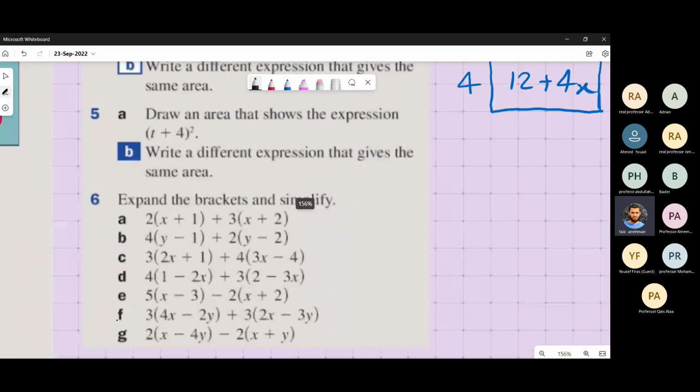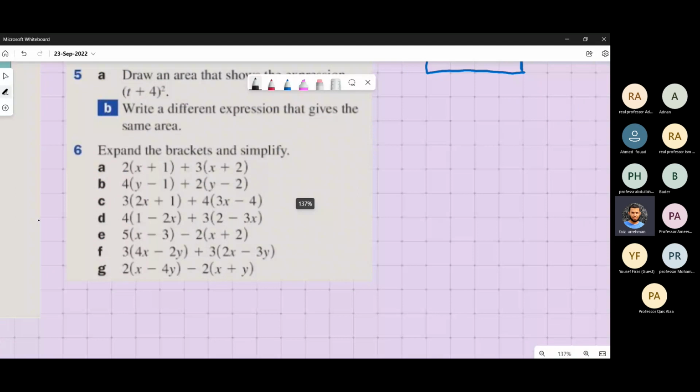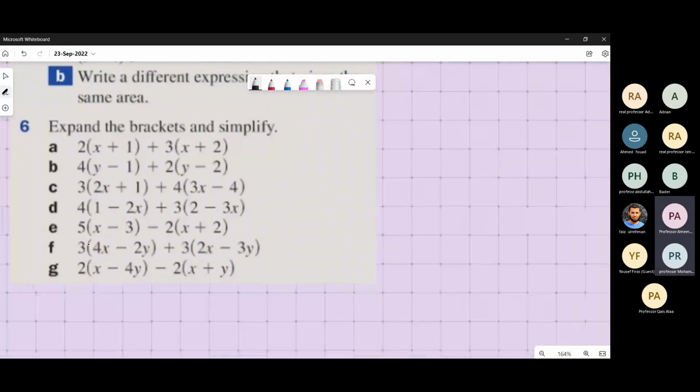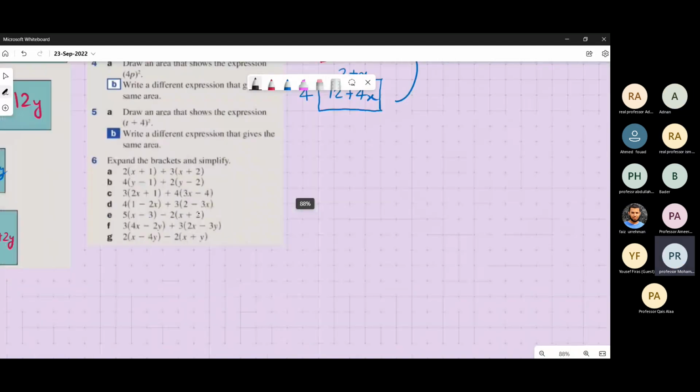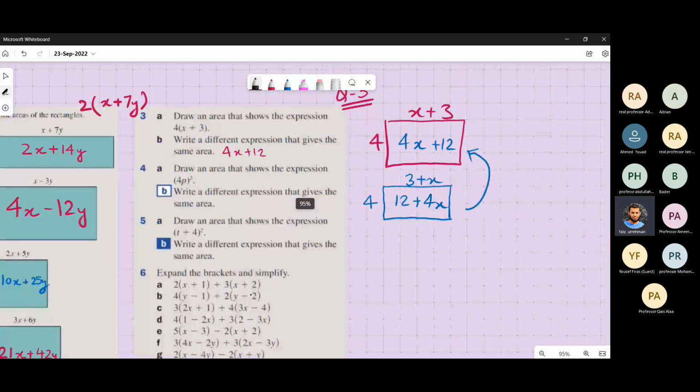Now, I will go to question number 6 because they are complicated and they are a combination of two brackets. Can you go a bit up, please? One minute. I didn't finish writing. Thank you. Okay, so question number 6A.